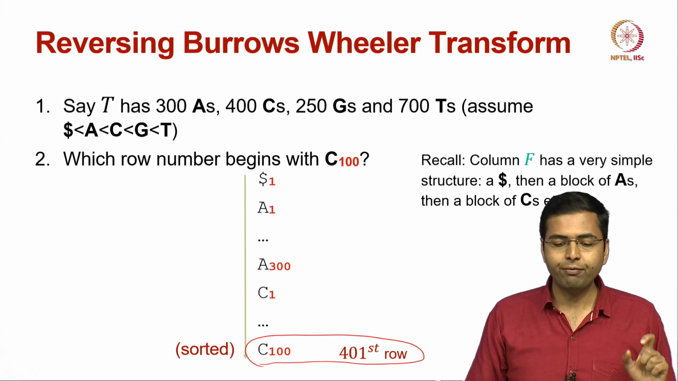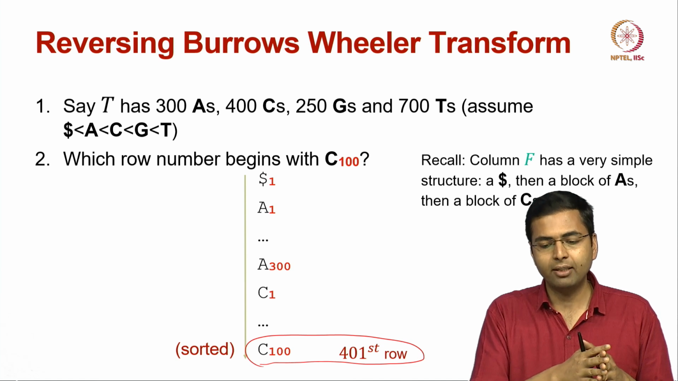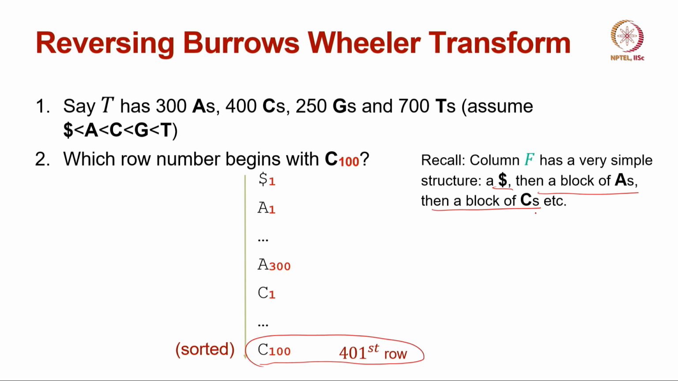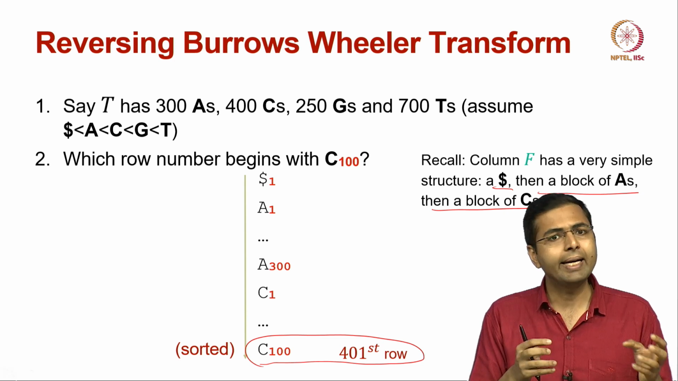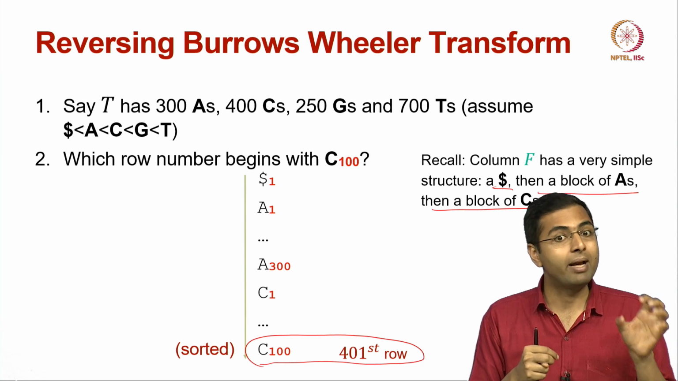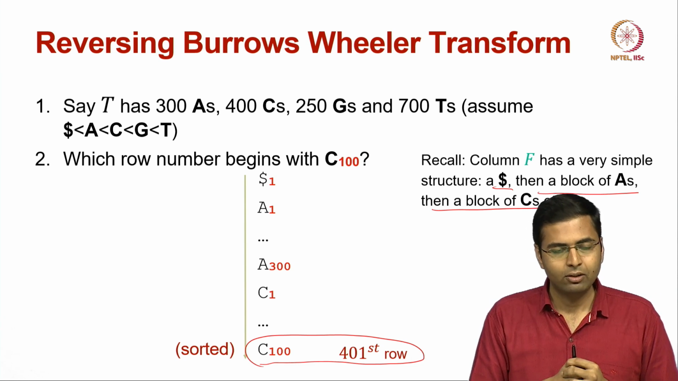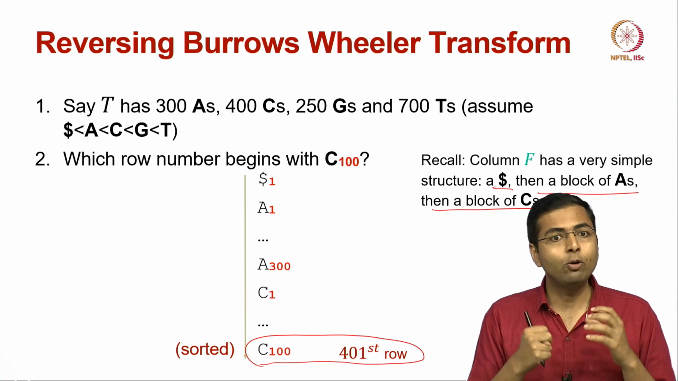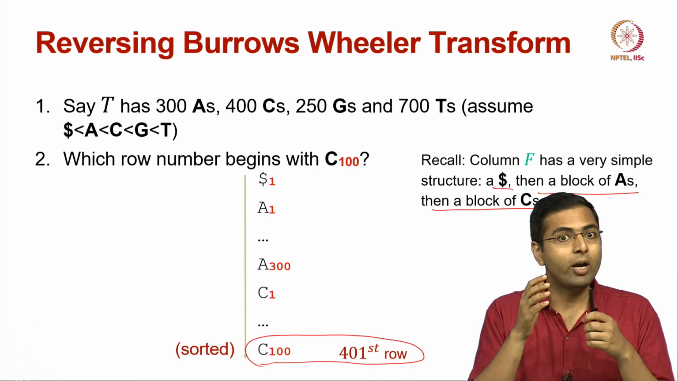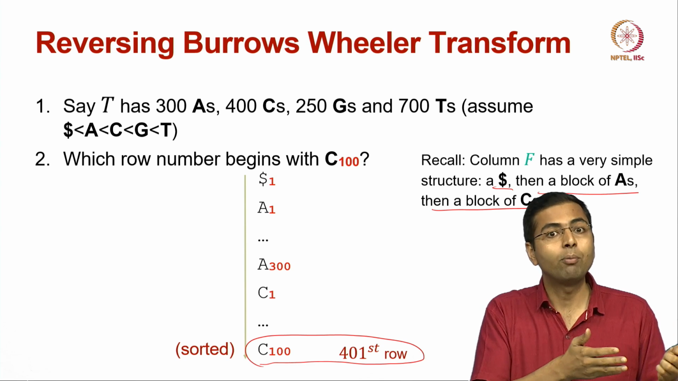And this property comes from the fact that column F has a very simple structure. It starts with dollar followed by block of A's followed by block of C's. Okay. So, now given any symbol like C100 or C50 or T100, I can immediately tell which row number corresponds to that symbol in my column F. So, this logic is very simple and we can use this logic in our decompression algorithm, that is going back to the text T from the Burrows Wheeler transform.